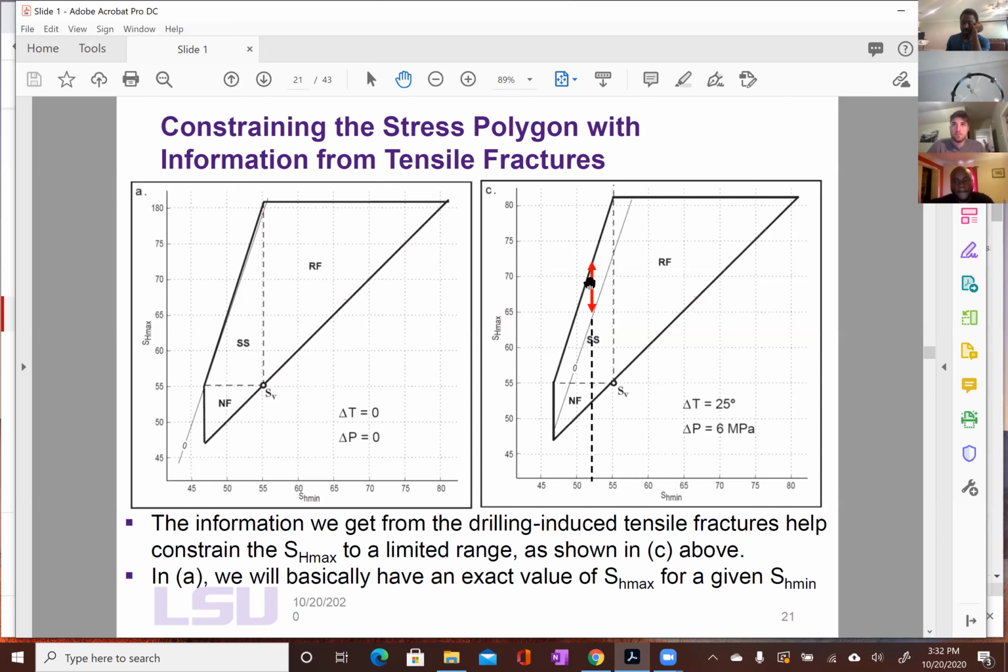If SH max is within this interval, the red interval right here, does it mean we observed drilling-induced tensile fractures or not? Yes. Okay, that's correct. So if it's above, then it means you observed drilling-induced fractures. If it's below, then you didn't. And that's how we use it to constrain the range of SH max further.